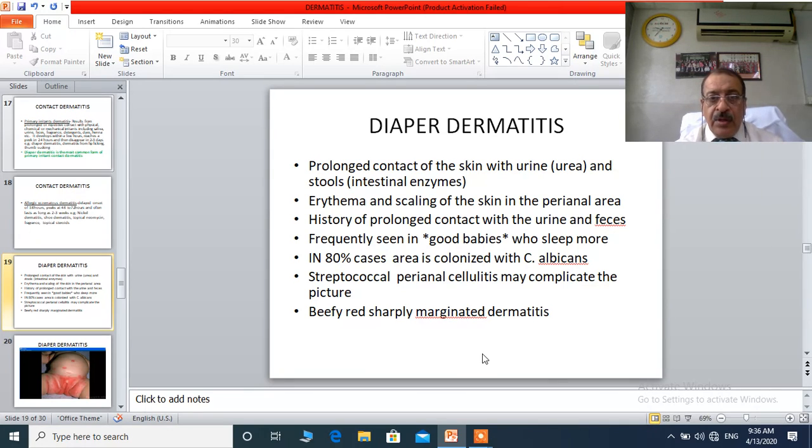Then we have diaper dermatitis. The prolonged contact of the skin with urine, which contains urea, and stools, which contain intestinal enzymes, can cause diaper dermatitis. So in case of diaper dermatitis, there will be erythema and scaling of the skin in the perianal area.